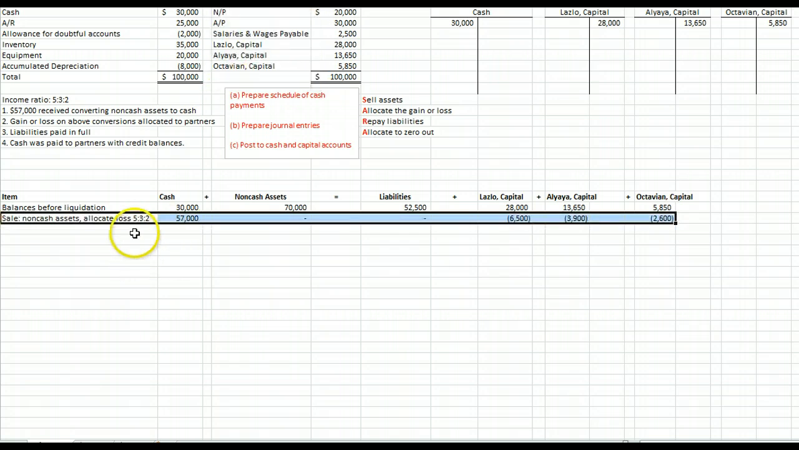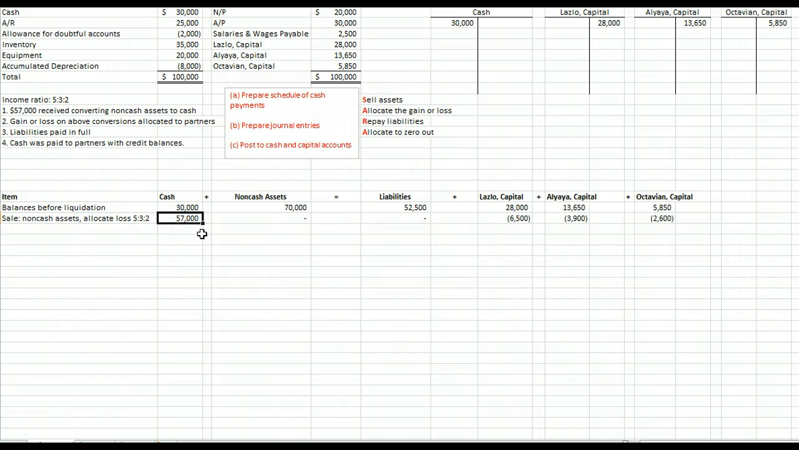So on our schedule of payments, we have $57,000 cash being received, and we have to divide up that $13,000 loss between partners L, A, and O. We look at the ratio up here. Simple way to do this is to add all these up, put that in the denominator, and then use each of these numbers in the numerator. So 5 plus 3 plus 2 is 10. 5 over 10 is 50%, goes to Laszlo. 3 over 10 is 30%, goes to A. And 2 over 10, 20%, goes to partner O.